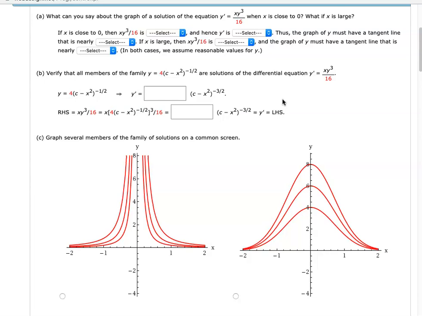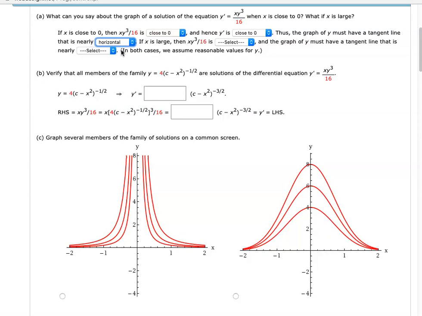Okay, so if x gets close to 0, then xy cubed over the number is close to 0. And hence, y prime is close to 0. Thus, the graph of y must have a tangent line that is nearly horizontal, because slope is approaching 0. Wait, how is it horizontal? Because this is y prime. Yeah. If y prime is approaching 0, that means your slope is approaching 0, right? Which means your tangent line would be horizontal.